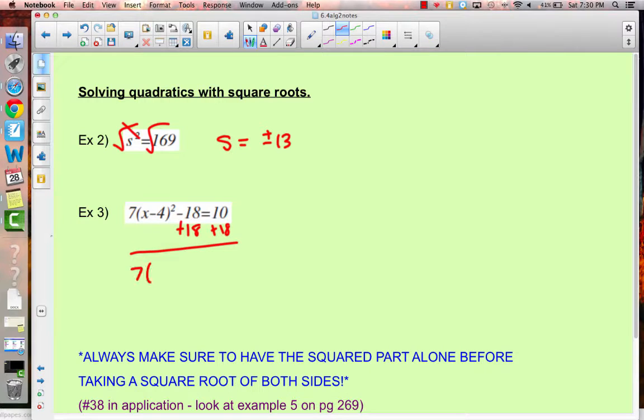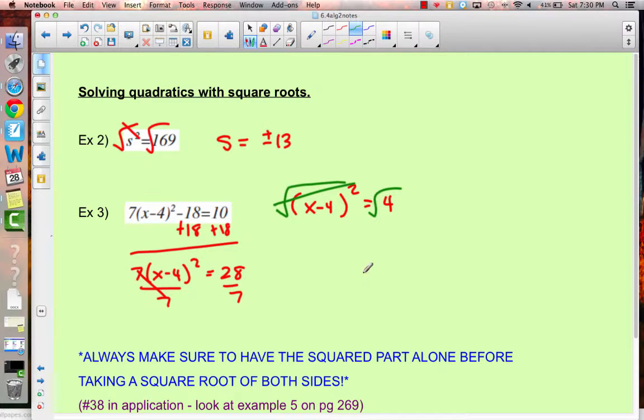And we get 7 times x minus 4 squared equals 28. And then we want to get rid of that 7, so we divide everything by 7. And what we're left with is x minus 4 squared equals 4. And now the square is by itself, so we can take the square root of both sides. So I square root both sides. Remember, my square and my square root cancel, and I'm left with what's underneath, which is just x minus 4. Well, what is the square root of 4? Remember, there's a positive and a negative answer, so it's going to be plus or minus 2. Okay, and then we want x to be by itself, so the last step is just to add the 4 over. So we're going to add 4.